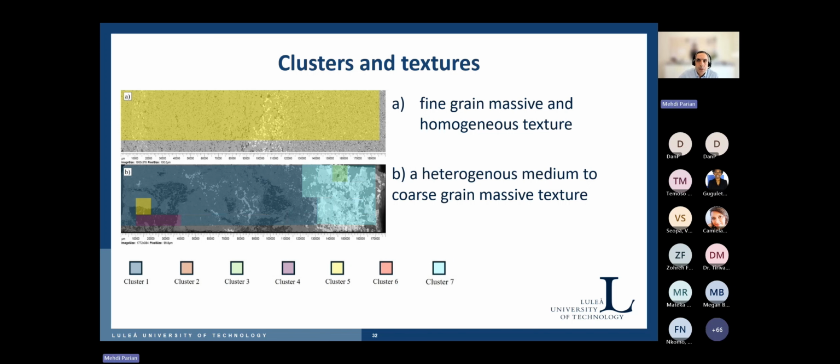Here we can see the original mineral maps overlaid with the clustering and texture classification results, with each cluster shown in a different color. In figure A, a fine-grained, massive, and homogeneous texture is entirely classified as cluster 5. And in figure B, we have a heterogeneous medium to coarse-grained massive texture. It's mostly falling into cluster 1 and cluster 7.